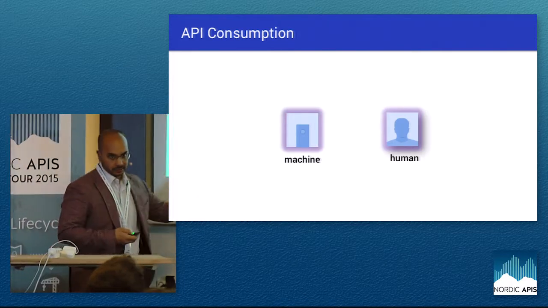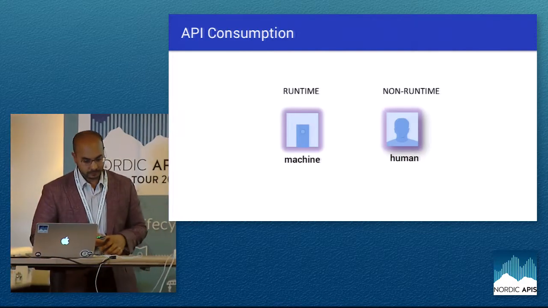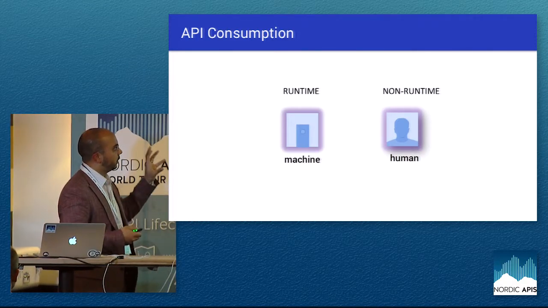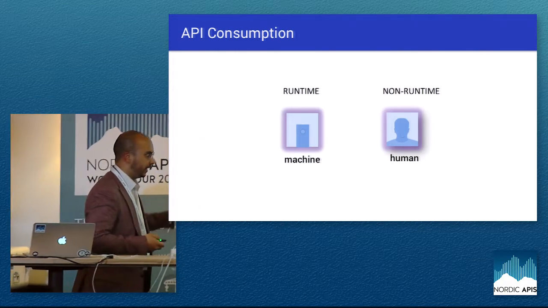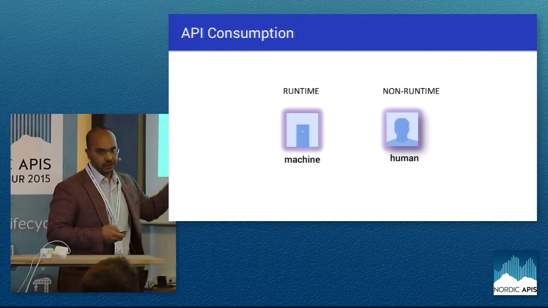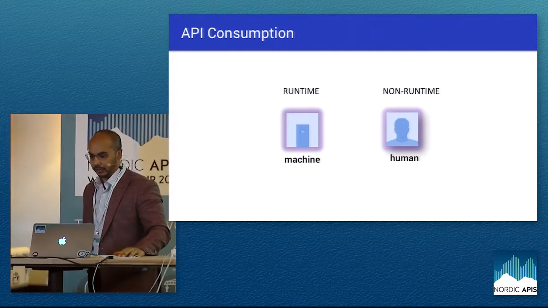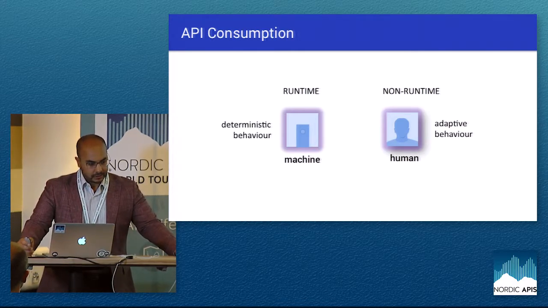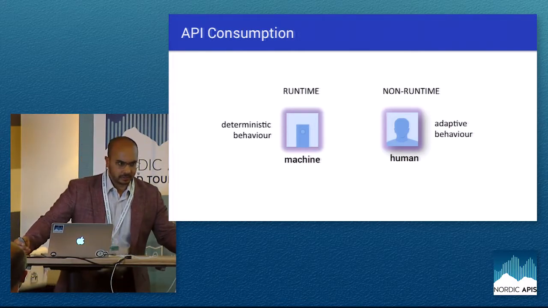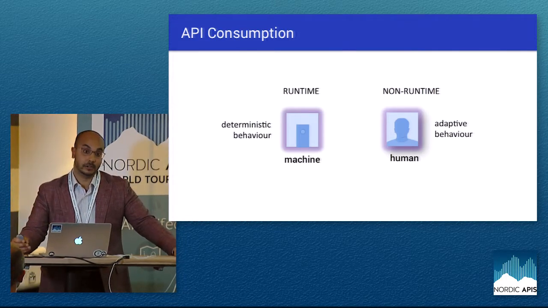We've got two main actors, right? Machines and humans. And it's fair to say right now, machines are the runtime consumer. They use the API as we build it and expose it. And humans are the ones who design these things, develop them, maybe troubleshoot them, all non-runtime activities. We could also say that machines exhibit deterministic behavior, and humans exhibit that adaptive behavior we talked about earlier.